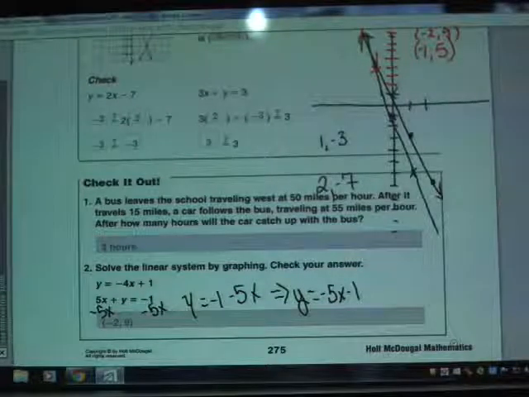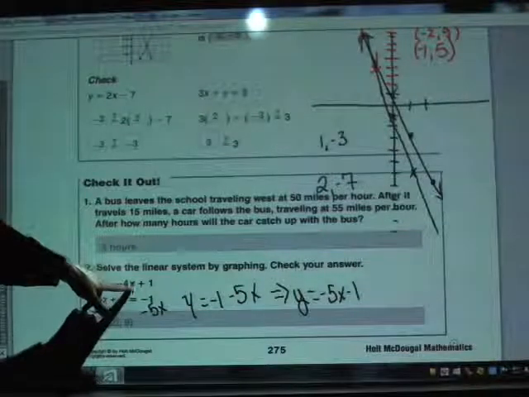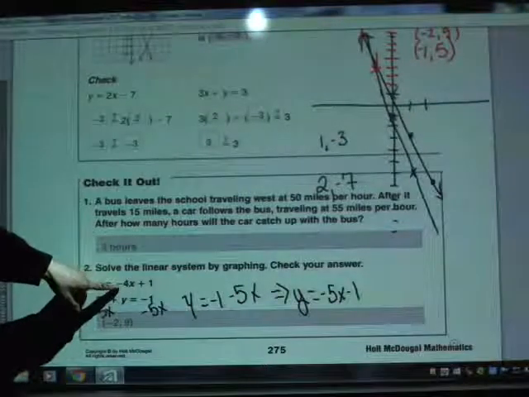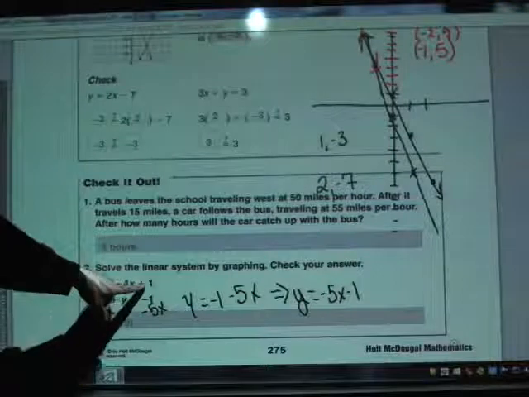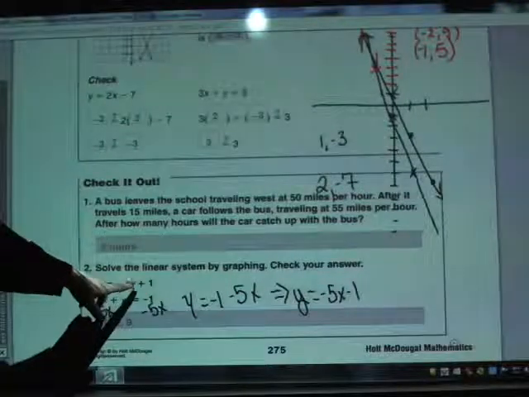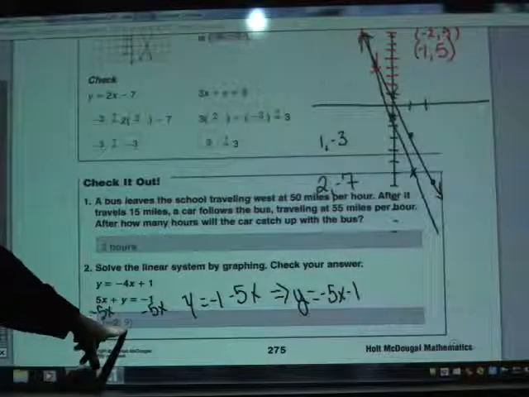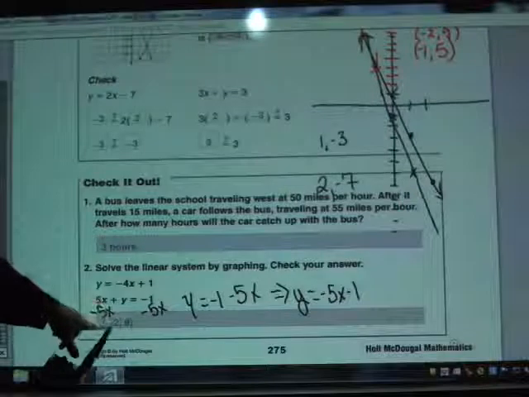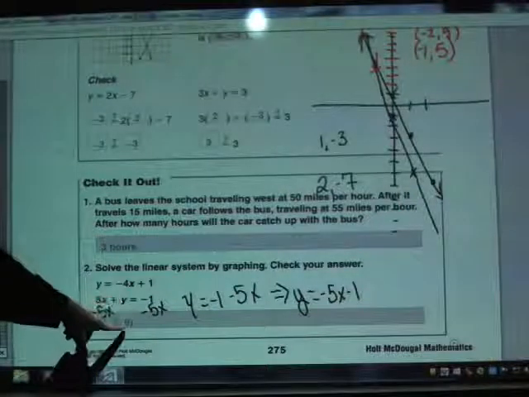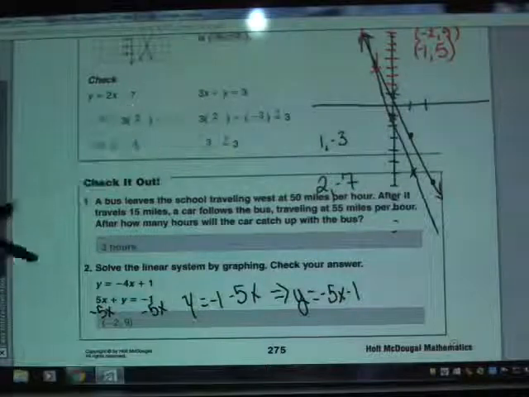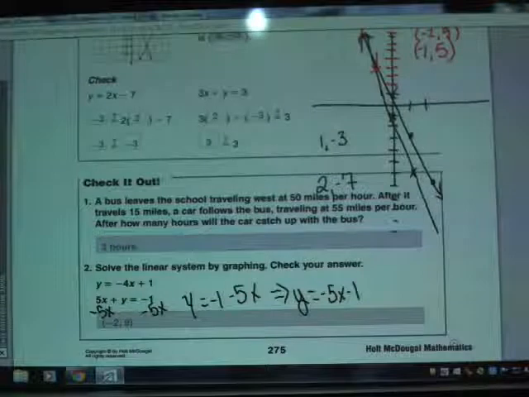As far as checking it, remember, what does my solution mean? My solution is the value that works for x and y in both equations. It works in both at the exact same time. So when I check it here, I do negative 4 times negative 2, which is positive 8, plus 1 is 9. Well, y is supposed to be 9. Perfect. This one here, 5 times negative 2, my x, is negative 10, plus my y value 9 is how I get to negative 1. Checks. X and y in both situations make a valid solution for both equations. That means we've solved the system of equations.